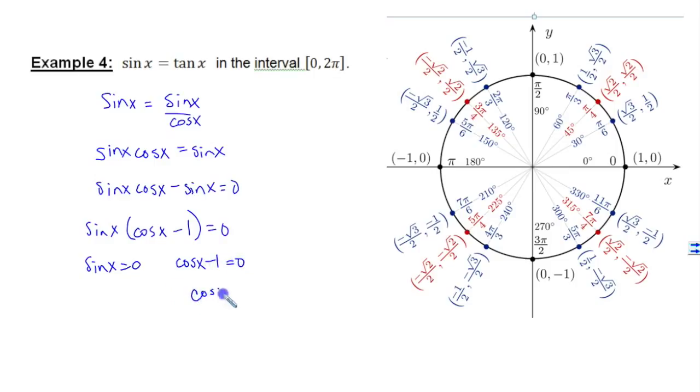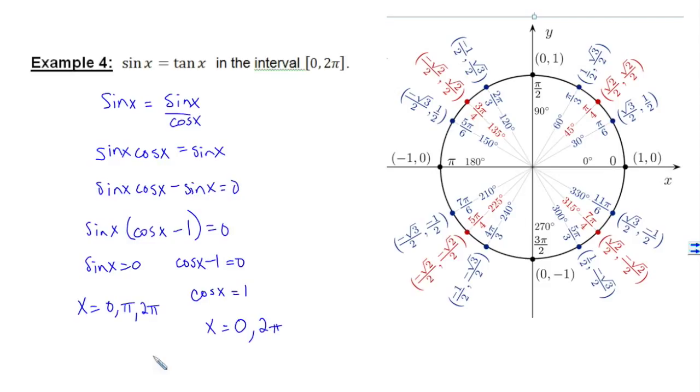Okay, so here we're going to have cosine x equals 1. And where is cosine x equal to 1? That is going to be at 0 and 2 pi. Where is sine x equal to 0? That's going to be at 0, pi, and 2 pi.